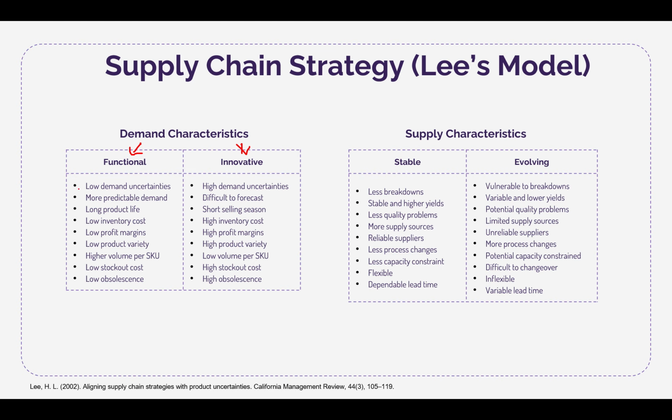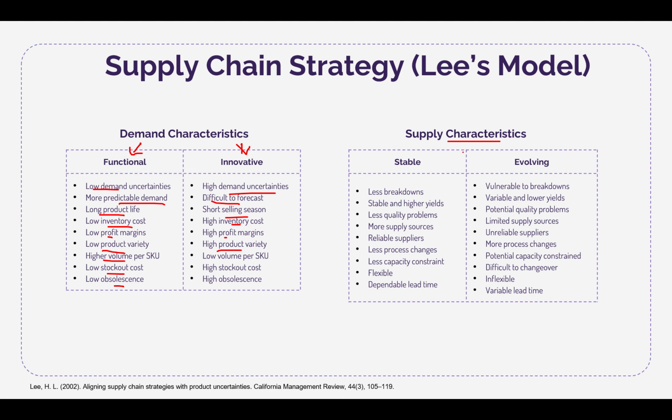Functional basically has low demand uncertainty, more predictable demand, long product life, low inventory cost, low profit margin, low product variety, higher volume per SKU, low stockout cost, low obsolescence. Innovative is the contrary. High demand uncertainty, difficult to forecast, short selling season, high inventory cost, high profit margin, high product variety, and so on.